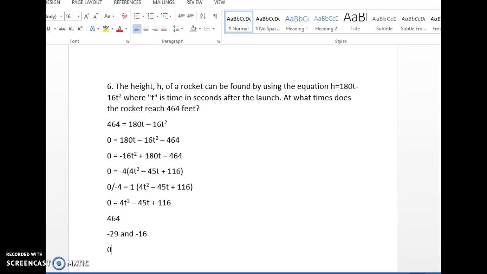So that's going to tell us how to rewrite the middle term here. So we're going to have 0 equals 4t squared minus 29t minus 16t plus 116.